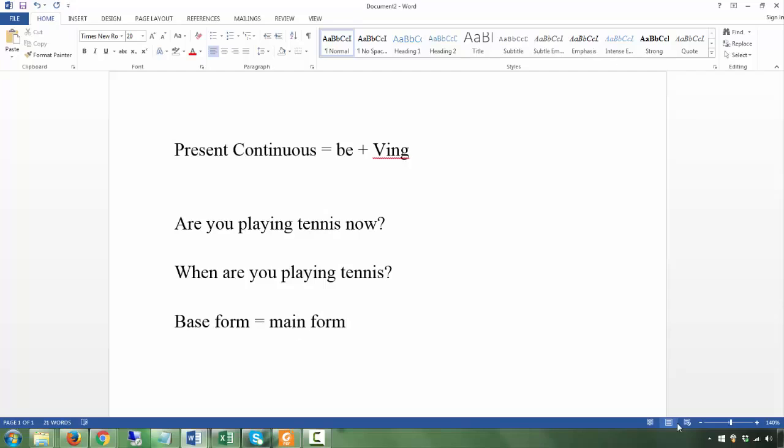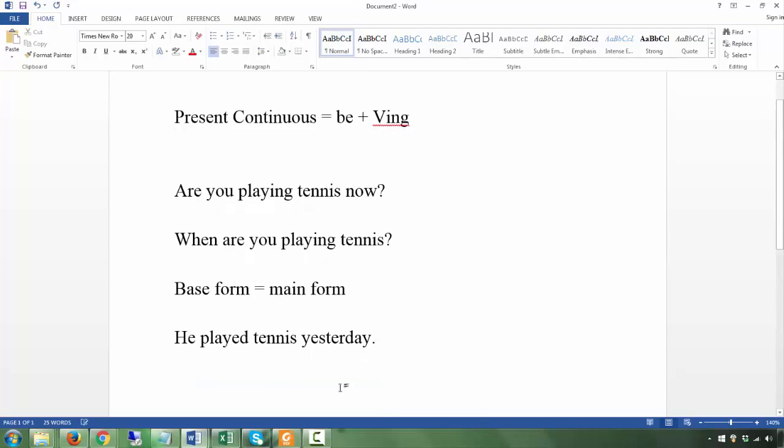When you go to the dictionary and want to find a word, for example, if the sentence is he played tennis yesterday, this is in the past simple tense, and you want to find this verb, played. Are you going to the dictionary and find played? No, you will find the word play. The main form, the base form. The base form does not have the es, does not have the s version, does not have the past ed, does not have the ing. It's just the base form, the main form.